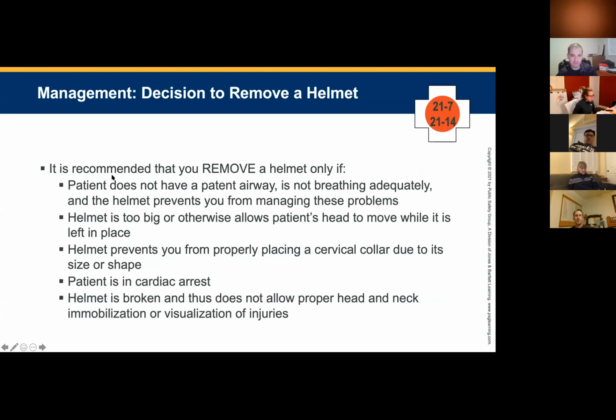It's recommended that if you remove a helmet, you do so only if the patient does not have a patent airway, is not breathing adequately, or prevents you from managing the airway. If the helmet is too big or otherwise allows the patient's head to move while it's left in place, prevents you from properly placing a cervical collar due to its size or shape, if the patient is in cardiac arrest, or if the helmet is broken and does not allow proper head, neck, and immobilization or visualization of injury.